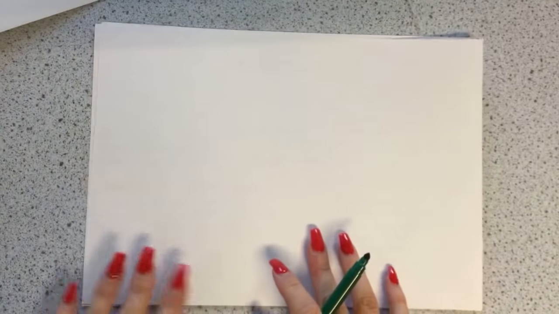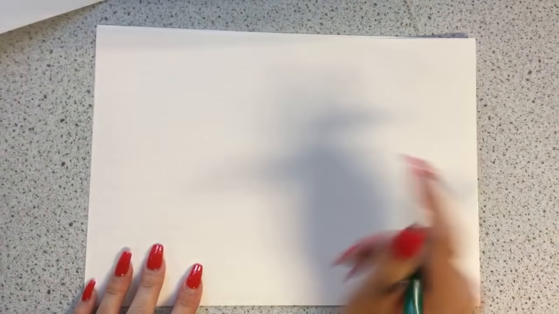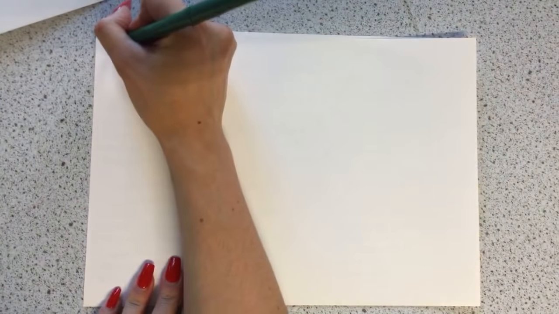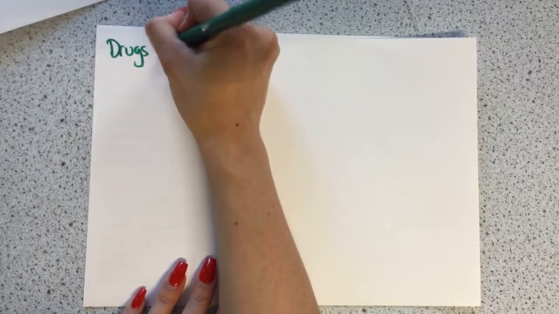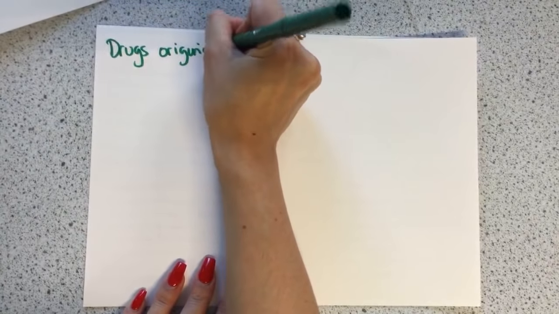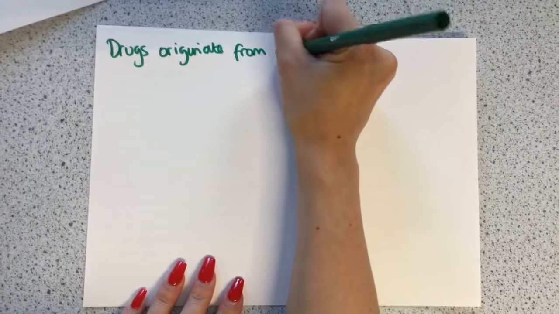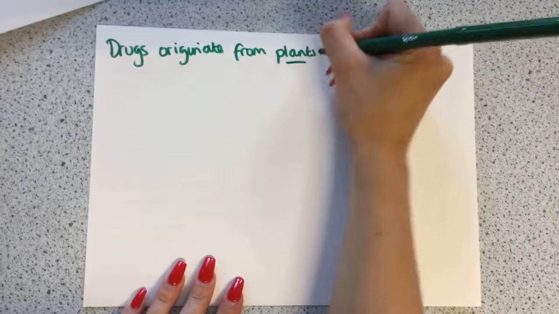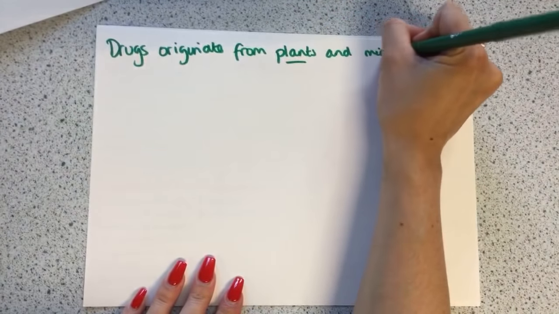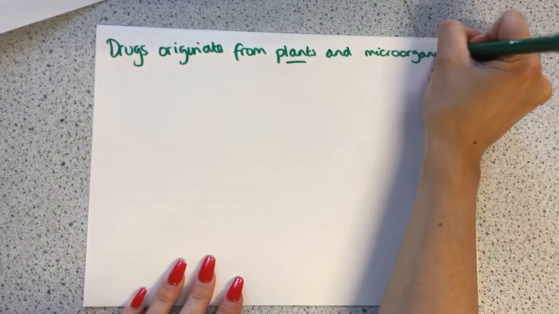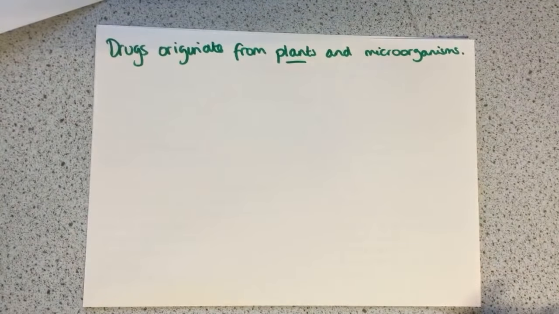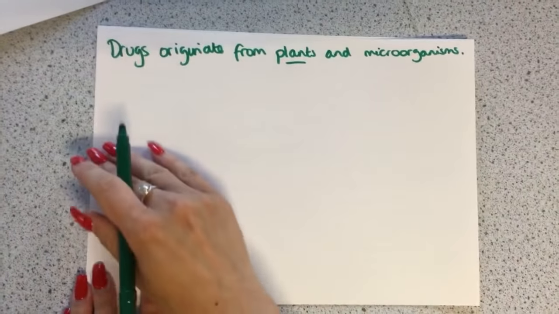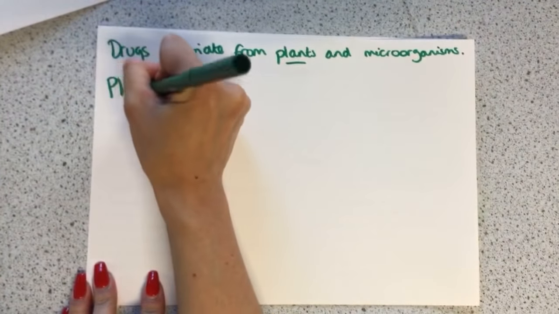Moving on then to look at discovery and development of drugs. So remember, most drugs originally come from plants and microorganisms. Okay, but now obviously we can chemically synthesize drugs in a pharmaceutical lab.